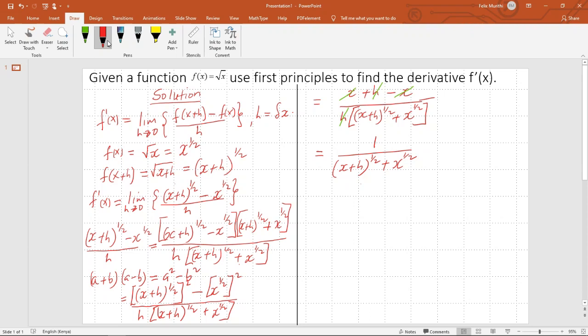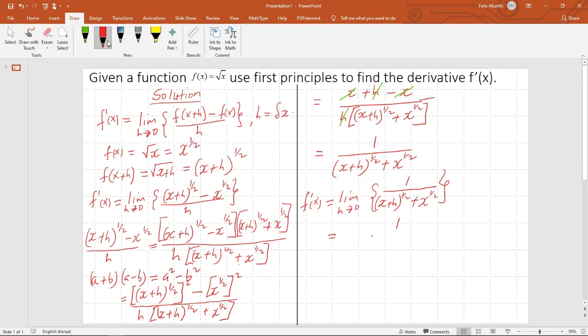So for that reason, now we can apply the limit. We take this back into our limit. So f prime of x is going to be given by the limit as h tends to 0 of 1 all over x plus h power half plus x power half. Okay, so that's what we have. Now we can apply the limit. Wherever there is h, we put 0.